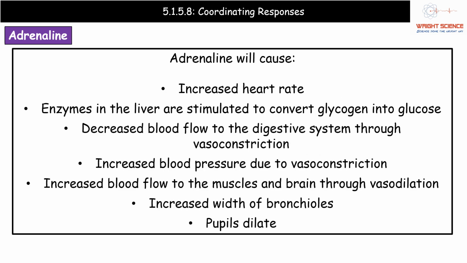So the typical effects of adrenaline then: increased heart rate, the enzymes in the liver get stimulated to convert the glycogen stores into glucose, which can obviously be used in respiration. We get decreased blood flow to the digestive system through vasoconstriction, increased blood pressure because of that vasoconstriction, and then increased blood flow to the muscles and the brain through vasodilation. So remember, we've got different areas that are going to dilate or constrict. We also see the bronchioles increase in their width, allowing a greater degree of gas to pass into the lungs, and your pupils dilate, as already mentioned.